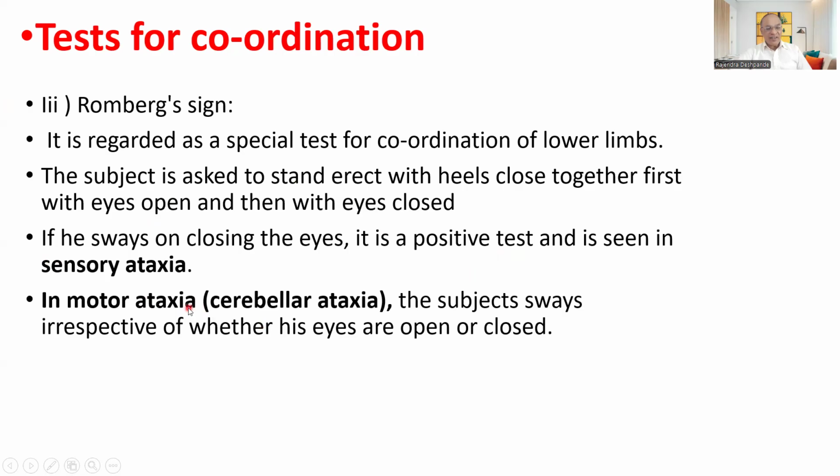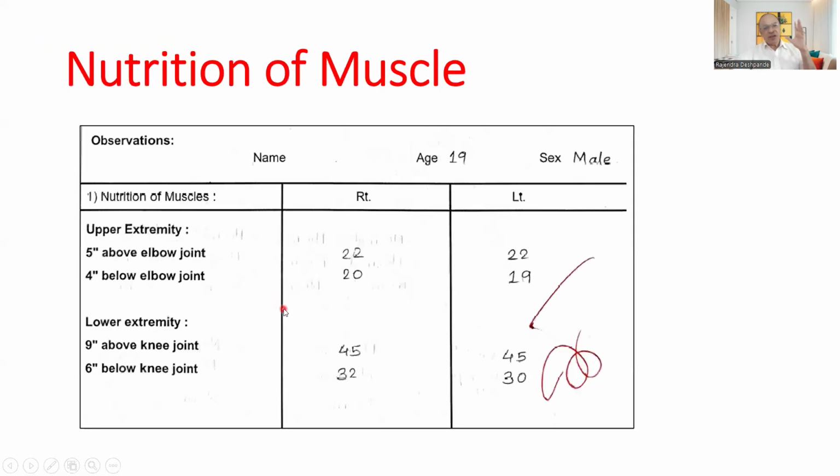In motor ataxia, which is also called as a cerebellar ataxia, the patient sways irrespective of whether his eyes are open or closed. When his eyes open, still he loses the balance. When the eyes are closed, also patient is losing the balance. He cannot stand straight. That is also called as a Romberg sign positive in the motor ataxia.